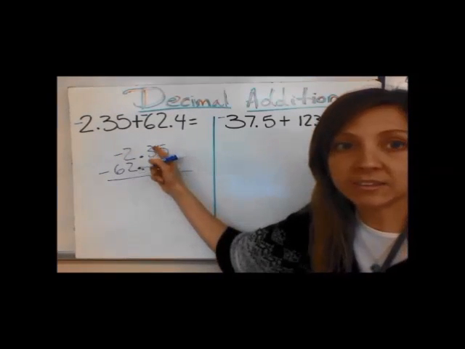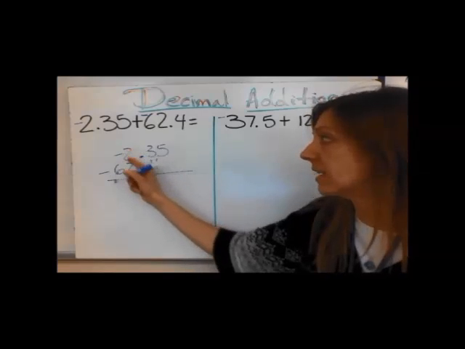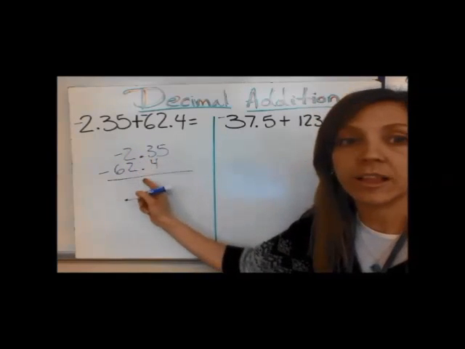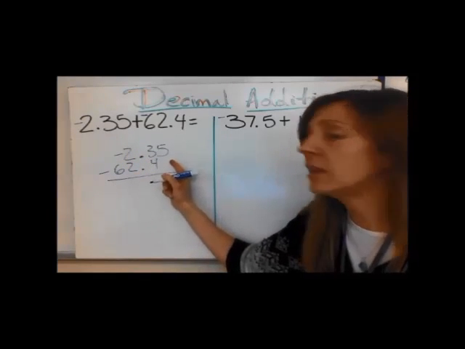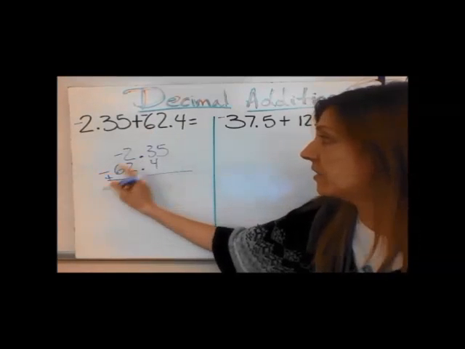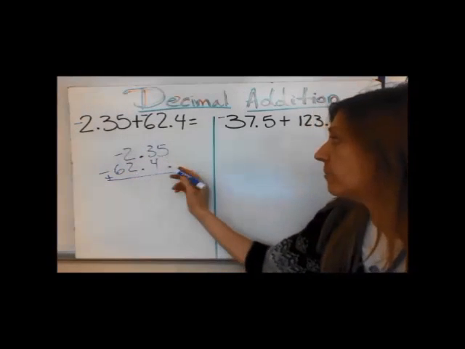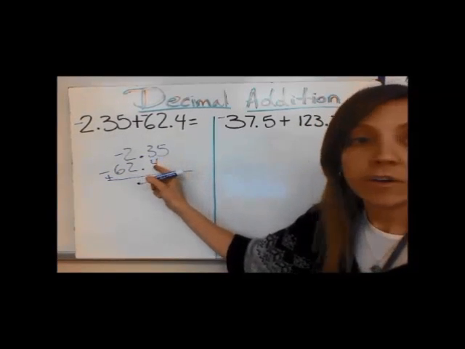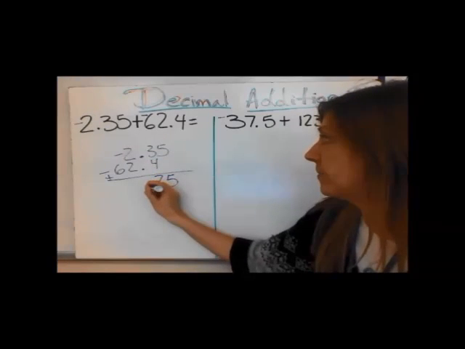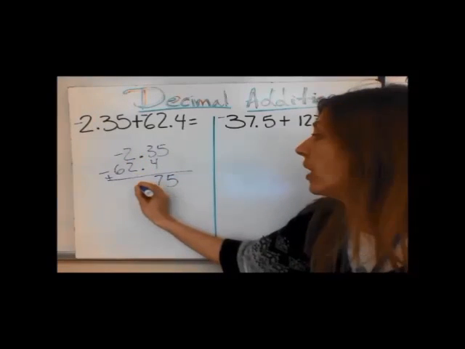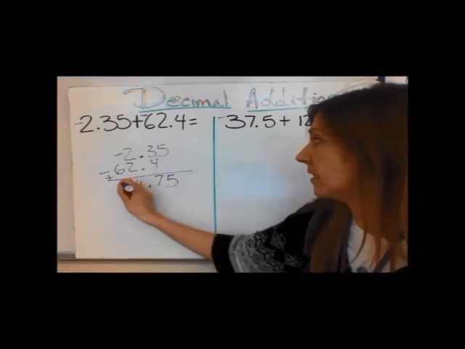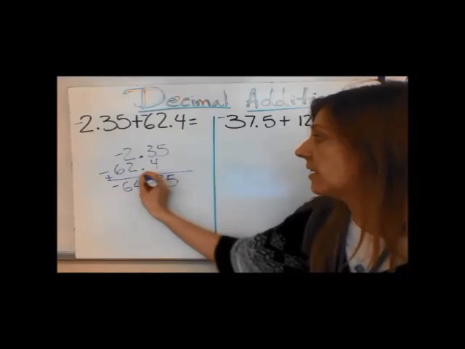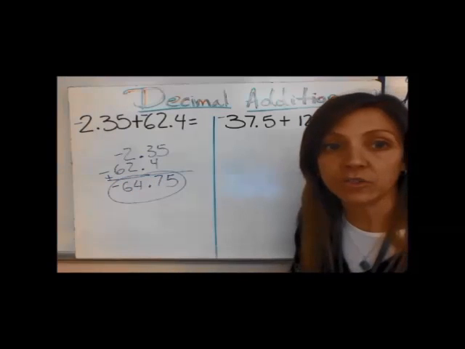Notice that the tenths place is lined up and the ones place is lined up, and my decimals are lined up. And I'm just simply going to add the two negatives that I have here. 5 plus nothing is 5. 4 plus 3 is 7. 2 plus 2 is 4. And 6 plus nothing is 6. And I get a negative 64 and 75 hundredths.